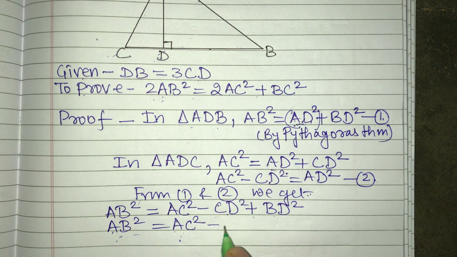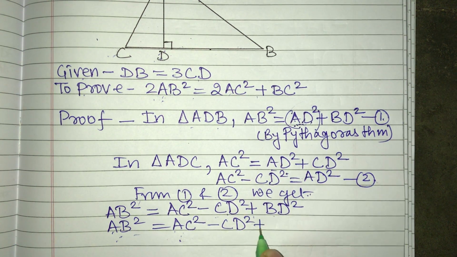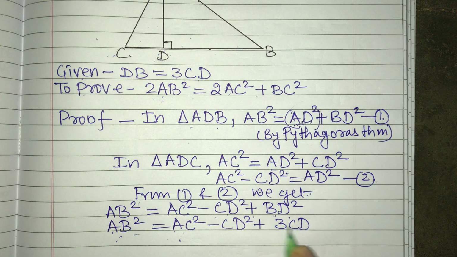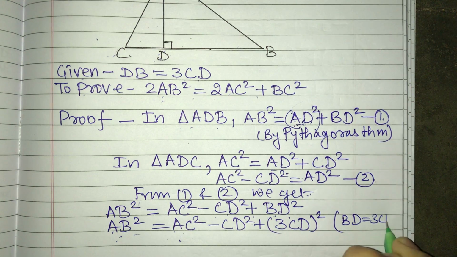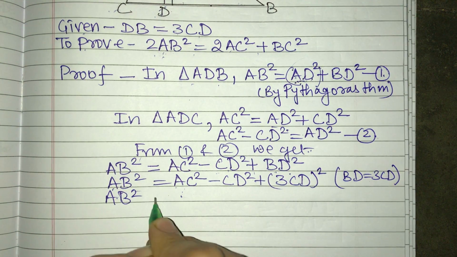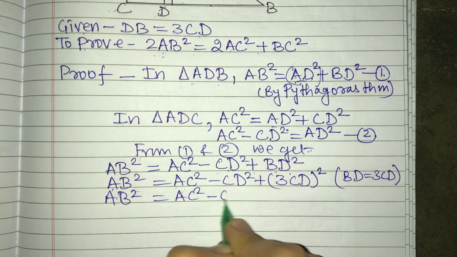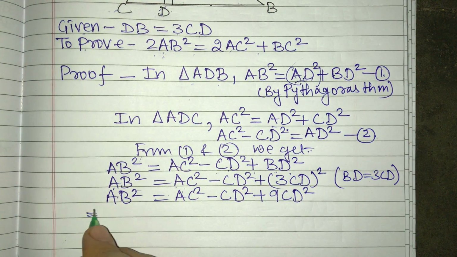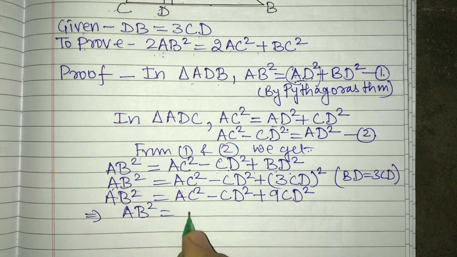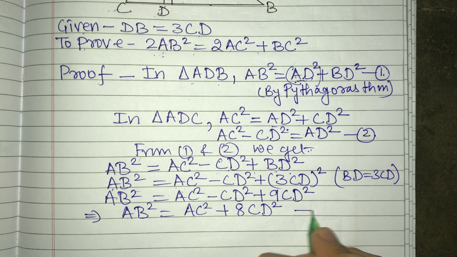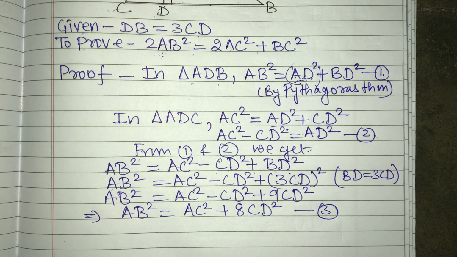So substitute the value of BD. BD is already given as equal to 3 times CD. So substitute this value, 3 times CD. Why? Because BD equals 3 times CD. Now AB square equals AC square minus CD square plus 9 CD square. So we get AB square equals AC square plus 8 CD square. This is the third statement which we get.